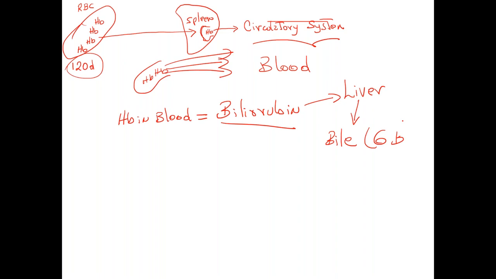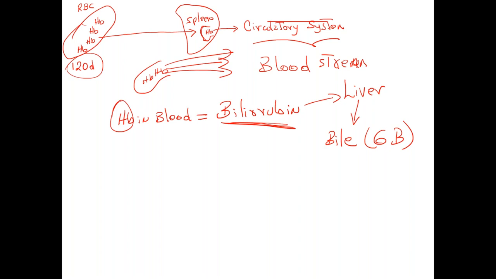So again, red blood cells have thousands and thousands of hemoglobin molecules inside. They're going to live 120 days. When they reach 120 days, the spleen is the one in charge of destroying these old red blood cells. When it destroys the old red blood cells, it destroys the cell membrane and makes the hemoglobin inside come out, into the circulatory system, in the bloodstream. And then what happens? The hemoglobin in blood is turned into bilirubin. And bilirubin is captured by the liver, and the liver takes this bilirubin and puts it into the bile.